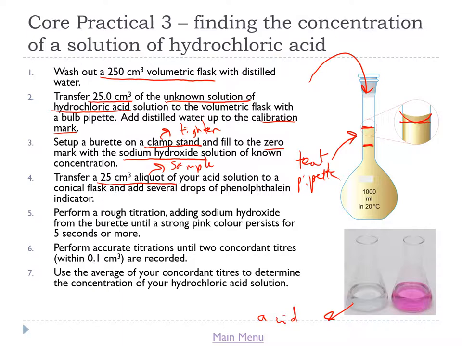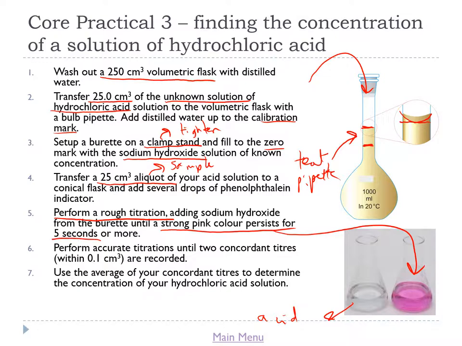Then we're going to perform a rough titration. So we're going to add sodium hydroxide from the burette pretty quickly until we get a strong pink colour that persists for 5 seconds or more. And this is the colour we're looking for. It's a really lovely colour, kind of one of my favourite in all of chemistry, to be honest. And that colour should persist for 5 seconds or more.